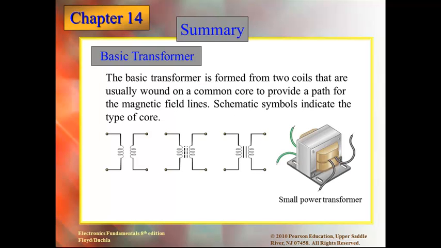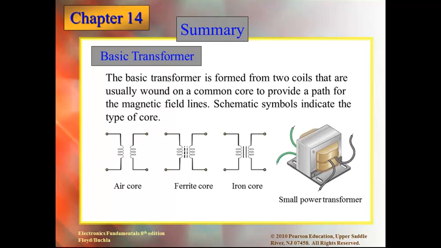And here we show a basic transformer with just two windings. The schematic symbols are there. The one without any lines is considered to be an air core transformer. With the dashed lines, it is a ferrite core. And by far the most common is the one on the right with the two solid lines. That constitutes an iron core transformer.